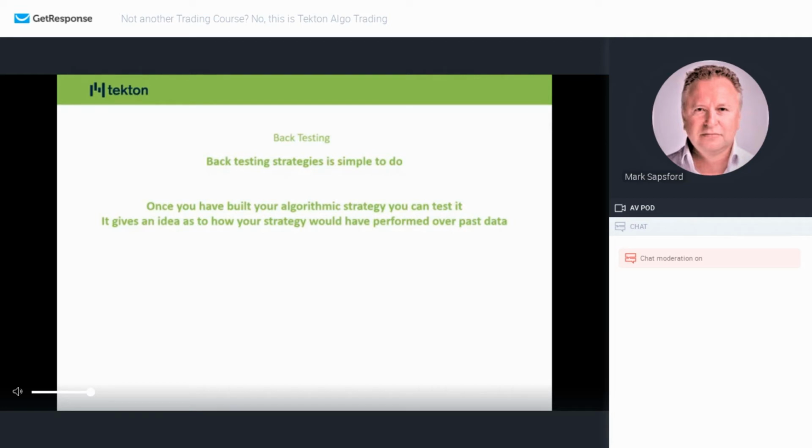There are certain factors that it won't include. However, we have back-tested strategies that we have run live and then back-tested them at the end of the live trading period, and usually we're around 95 to 98% accurate. So it gives you a fantastically accurate steer as to how successful your trading strategy that you've just created algorithmically would have performed over past data.